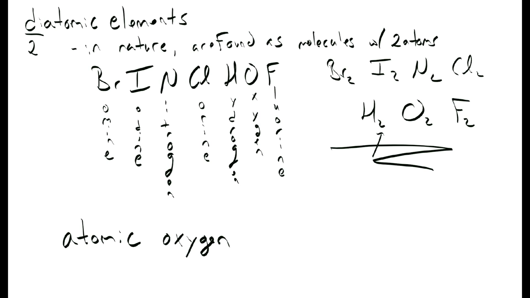Now, other elements are also not atomic. Those elements are also nonmetals. We'll get more into that later. But for example, you have carbon. Carbon has two allotropes.